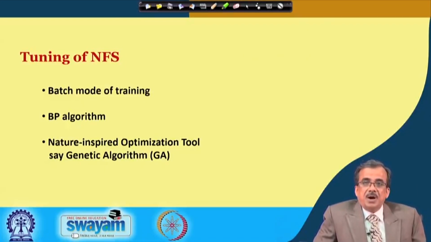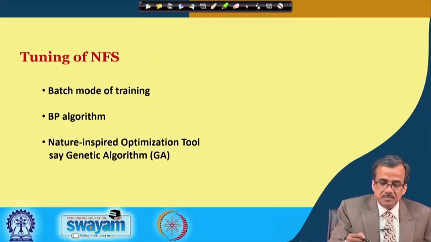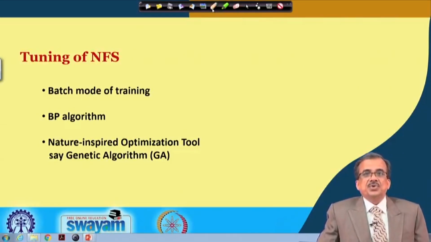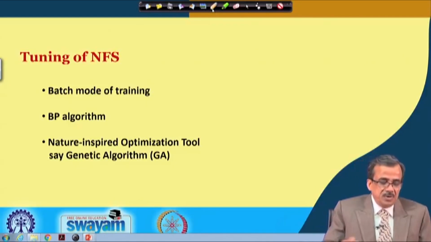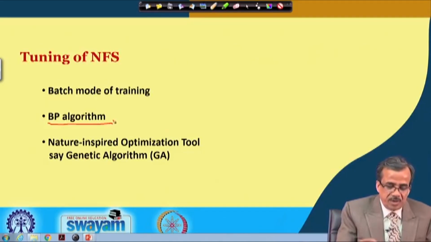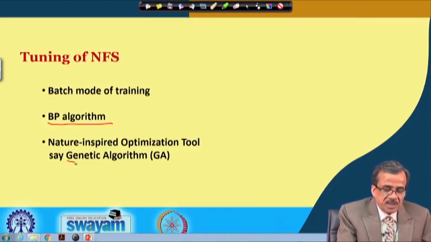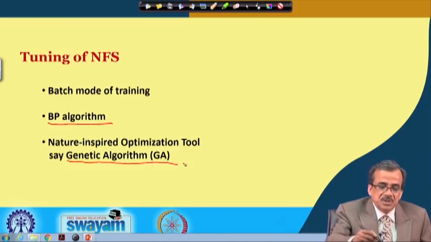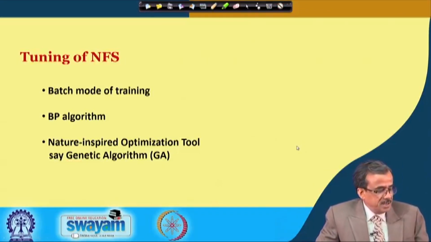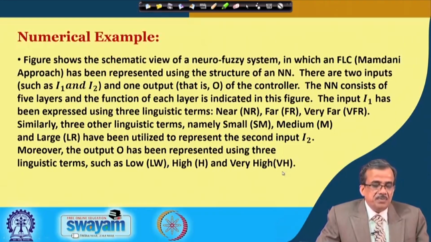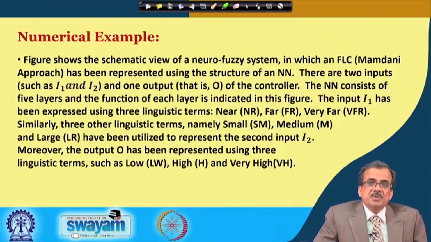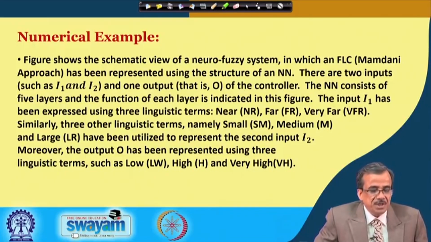Now, let us discuss a little bit how to tune or how to train this particular Neuro-Fuzzy system. Generally, we consider the batch mode of training to train this type of Neuro-Fuzzy system. We can use either the back propagation algorithm, or some nature-inspired optimization tool like genetic algorithm or particle swarm optimization and so on. Using these tools, we can optimize, and once you optimize, you are in a position to train this particular network. That means, we are basically giving training to the fuzzy reasoning tool, which works based on this particular Mamdani approach.